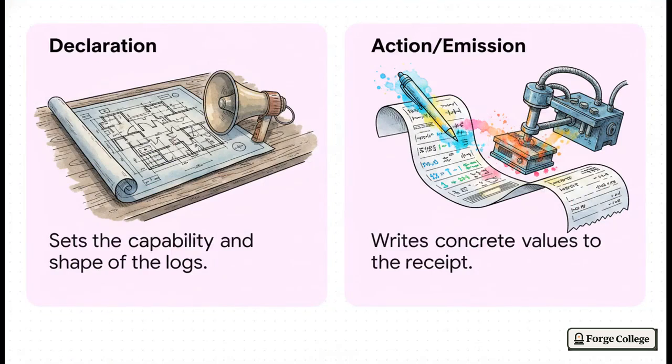Think of declaring an event like installing a massive state-of-the-art PA system in a giant building. You're running all the wires, you're hanging the speakers. Basically, you're setting the blueprint and the capability. It's absolutely crucial work, but it's completely silent. Event emission, on the other hand, is actually stepping up to that microphone, hitting the button, and speaking into it so everyone can hear you. It is the exact moment where we take concrete, real-time values, like a user's address or a very specific item ID, and literally write them onto the blockchain as data inside a transaction receipt. Without emission, your declaration is just a really expensive silent speaker.